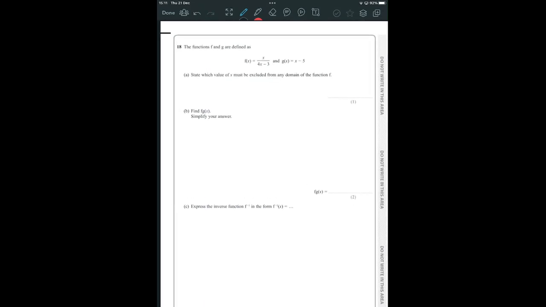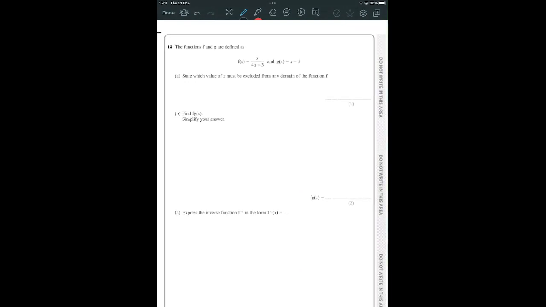Question 18, functions. Functions are given by that and that. State which value of x must be excluded from any domain of f. Domain is what goes in. I'm never allowed to divide by 0, so I cannot have that 4x minus 3 equals 0, so I have to exclude x equals 3/4. That's what will make that expression 0.